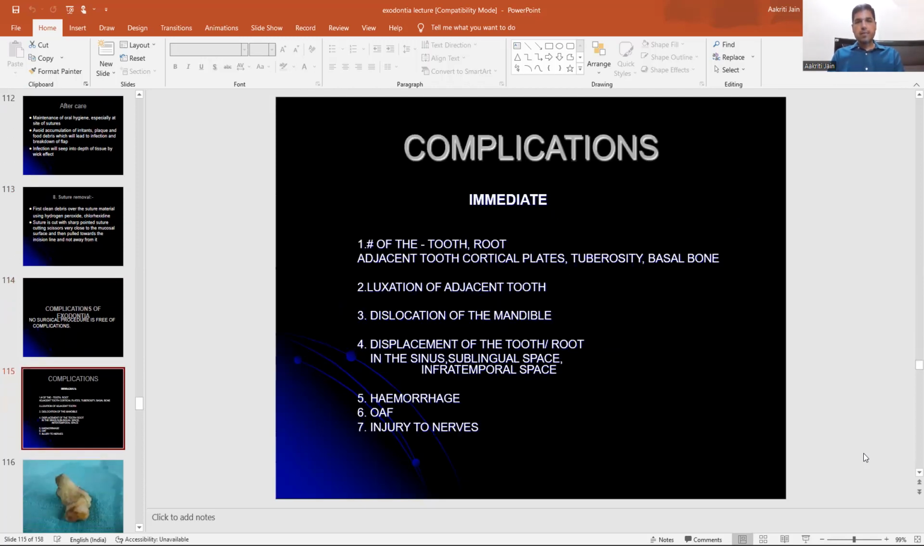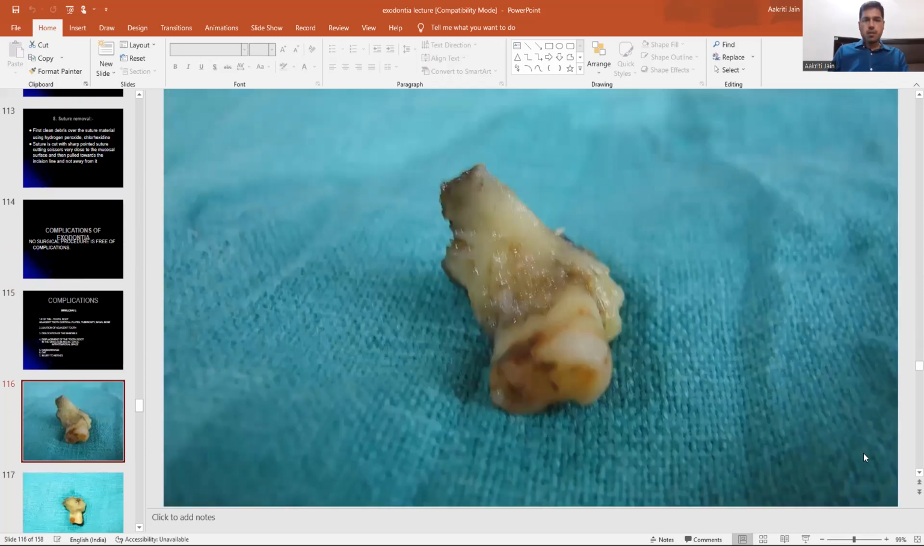Complications can be immediate. Number one, fracture of the tooth, root, adjacent cortical plates, tuberosity, buccal bone. Second is luxation of the adjacent teeth. Third is dislocation of the mandible. Fourth is displacement of the tooth or root in the sinus, sublingual or infratemporal spaces. Fifth is hemorrhage. Sixth is oroantral fistula and any injury to the nerves.